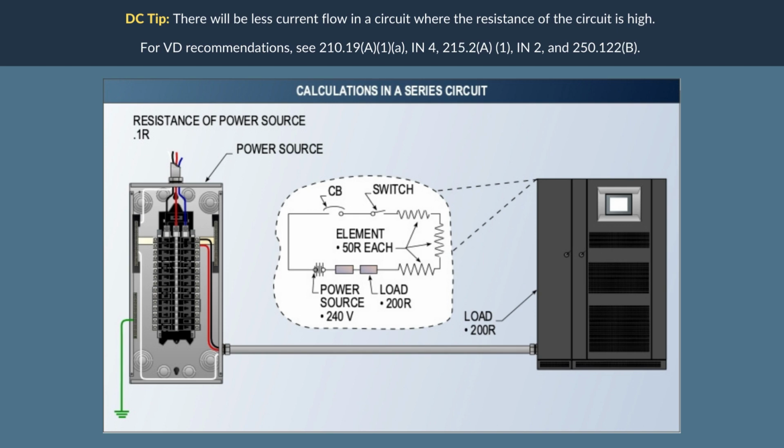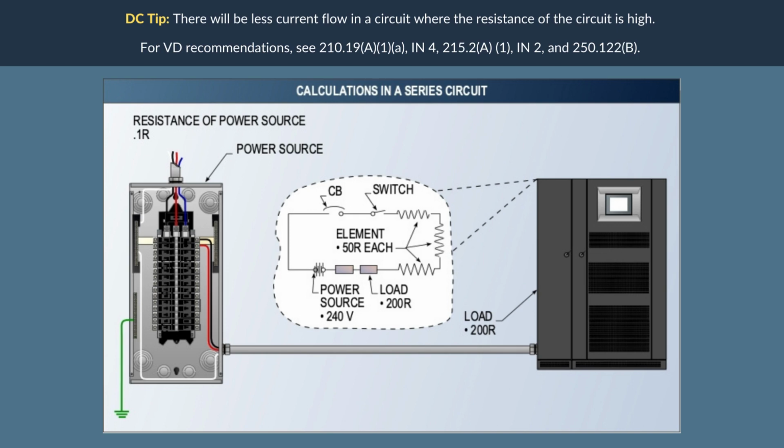In the illustration, consider that the resistance of a power source is 0.1 ohm, the resistance of 3 loads are 50 ohms each, the resistance of one load is 200 ohms, and the source voltage is 240 volts. Where load resistances are connected in series, they are added together to determine the total resistance of the circuit. The values in the illustration are used in the text to solve problems with unknown values in a series-connected circuit.